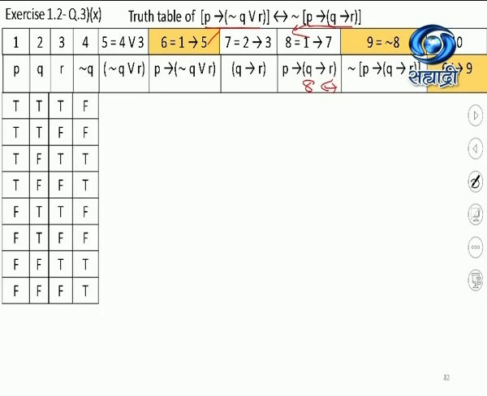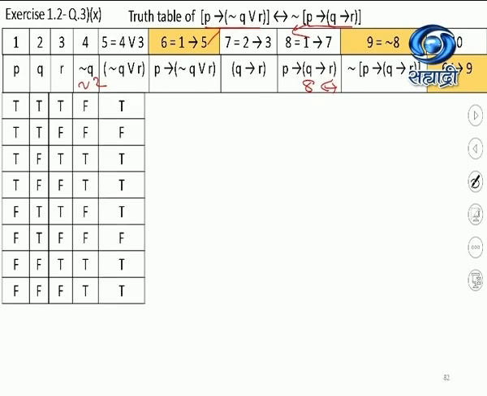Negation Q will be negation of column 2, which will be here. You know how to write the negation. Negation Q or R means 4 or 3. 4 or 3, what do you see? 4 or 3, only the FF combination is F. All the rest of the values will be T.